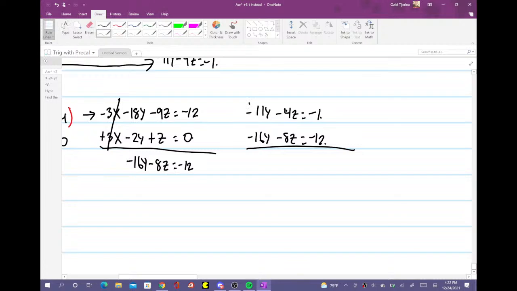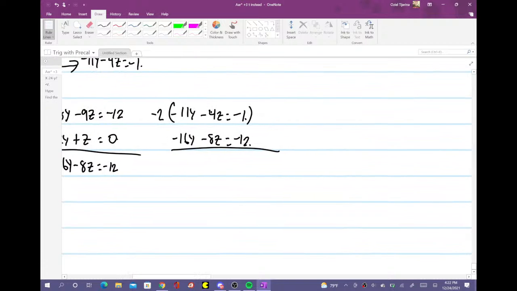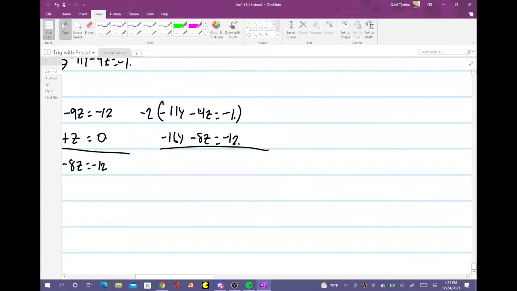So I'm going to try to eliminate my z values. Here, I'm going to multiply by negative 2, because that way it'll give me 8z and it'll cancel out. So I have negative 22, or sorry, positive 22y plus 8z equals 2, and then I have minus 16y minus 8z equals negative 12, right?